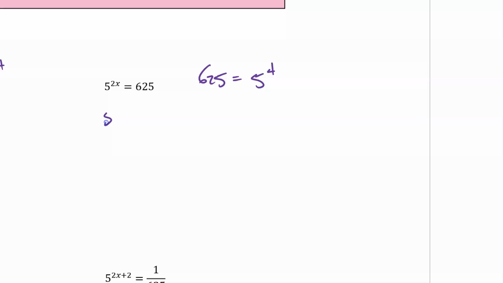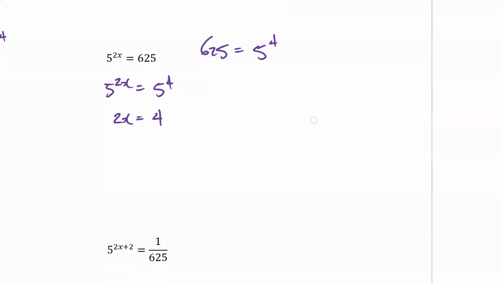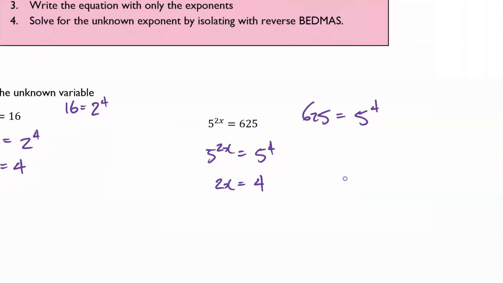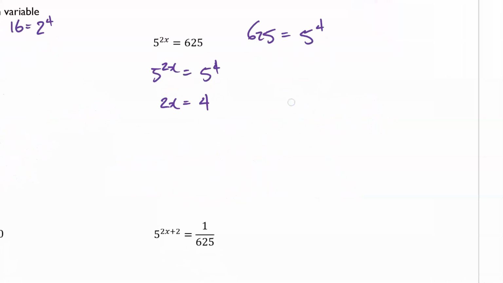So we're going to come in here, and we're going to sub in 5 to the exponent 4, and that'll take the spot of 625. Okay, now we got the same bases, so let's just deal with the exponents. That's a 4. And now all we have to do is step 4 here. We just have to solve for the unknown exponent by isolating with reverse BEDMAS. So 2x is equal to 4. It's easy. Let's just divide out the 2, so we can get the x by itself. And x is equal to 2.